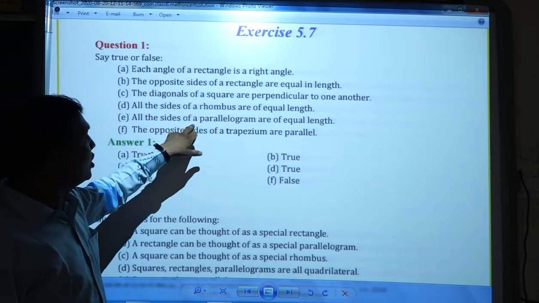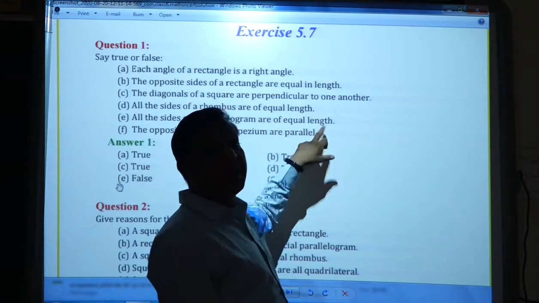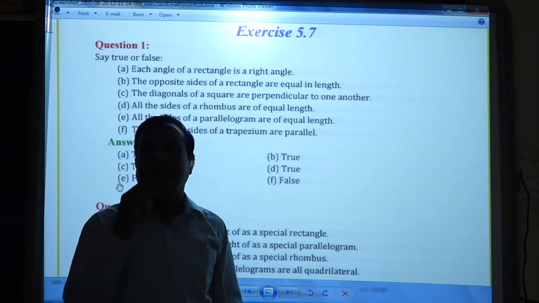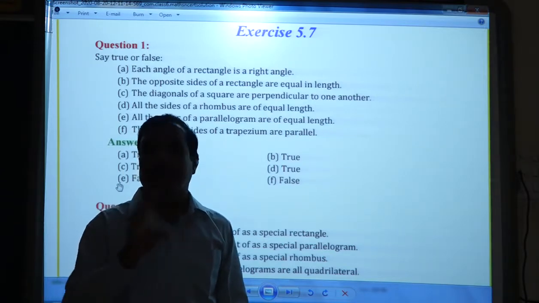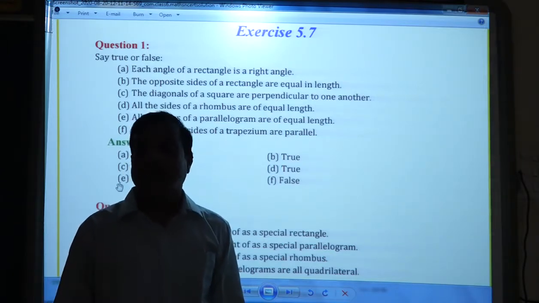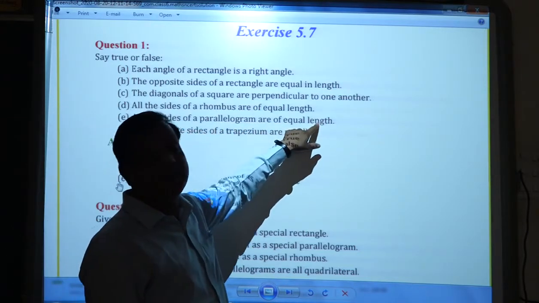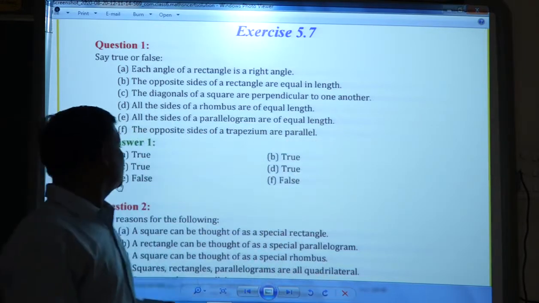Next: all the sides of a parallelogram are equal in length. A parallelogram is one type of quadrilateral having four sides and four angles. All sides of a parallelogram are not equal. So the statement is false.